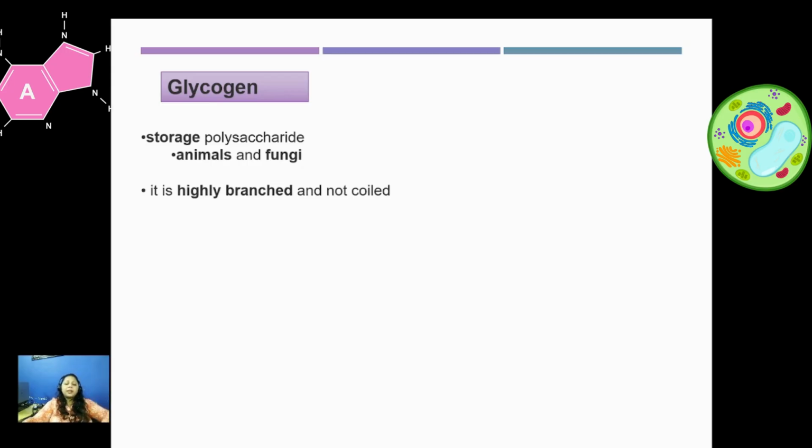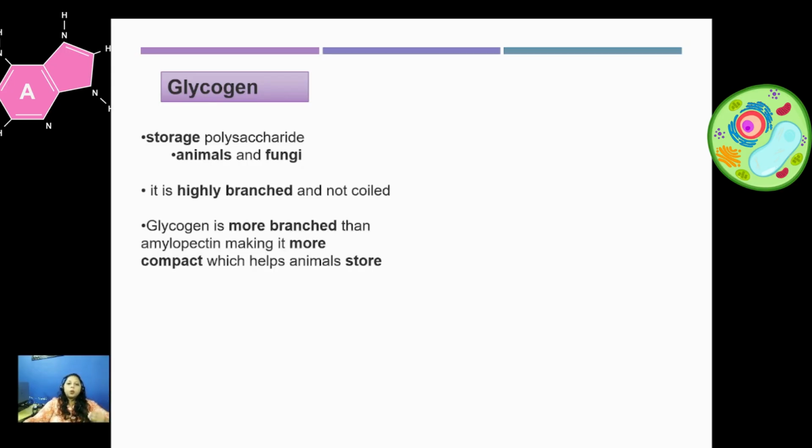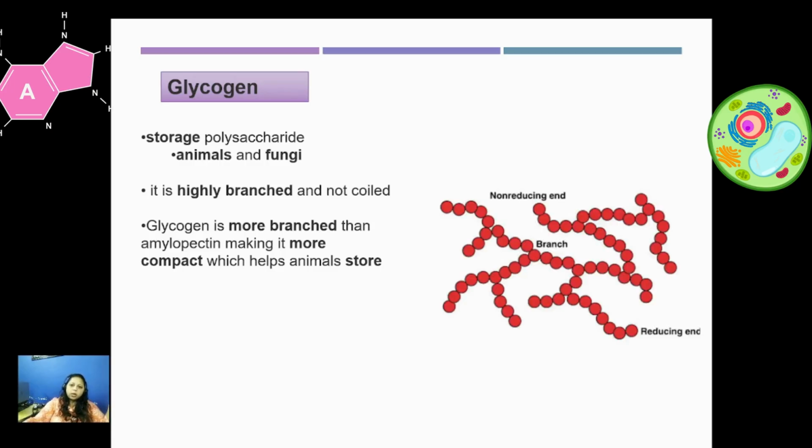So it is basically highly branched and not coiled. When it is more branched, it has an amylopectin type of structure, and it makes it quite compact and easy to store in muscles especially. It has a non-reducing end and a reducing end, so more and more units can be added to it so that a bigger molecule can be formed and extra glucose can be stored.